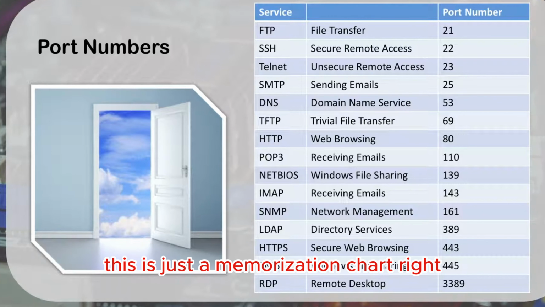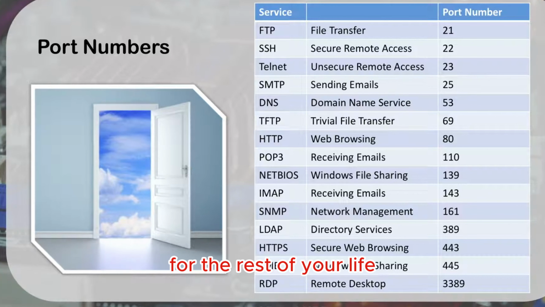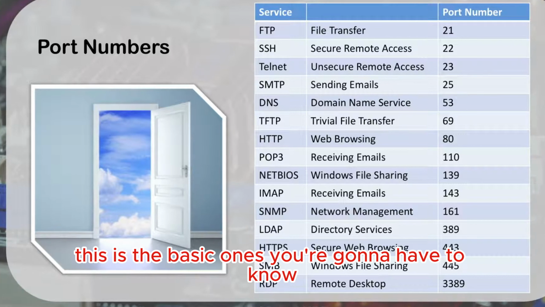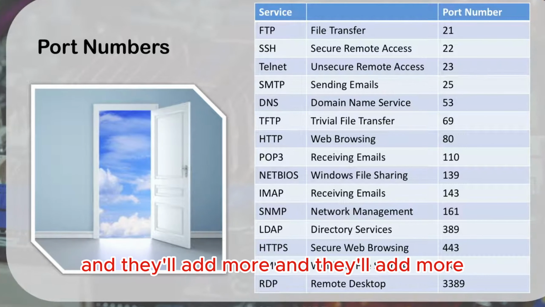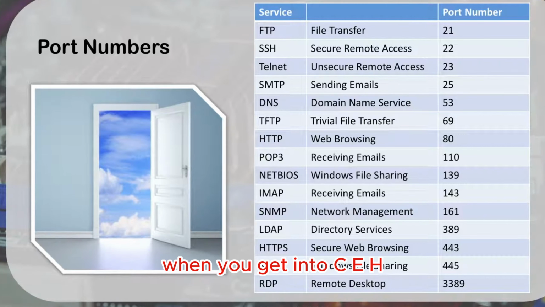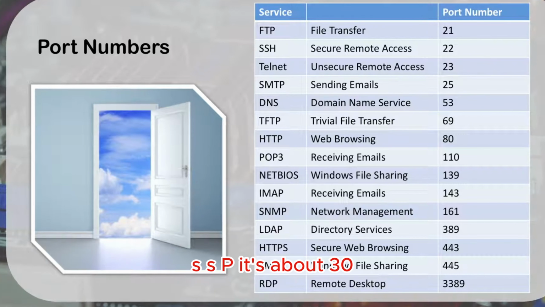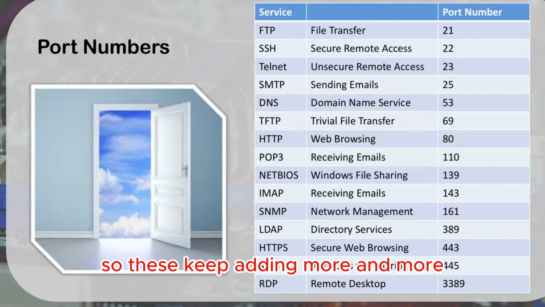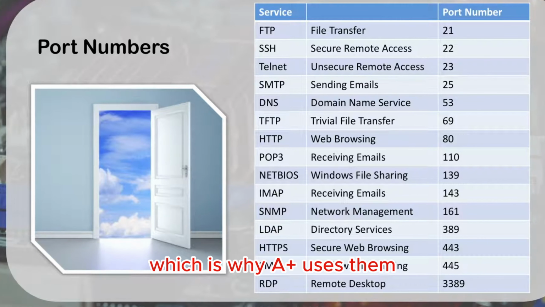Unfortunately, this is just a memorization chart. Every IT certification you ever take for the rest of your life, you're going to have to know port numbers. These are the basic ones you're going to have to know. As you go into other certs, they're going to add more, and they'll add more, and they'll add more. When you get into CEH, there's about 30 to 40 of them you have to know. When you go to CISSP, it's about 30, 40, 50 of them you have to know, somewhere in there. They just keep adding more and more. These are by far the most common ones, which is why A+ uses them.